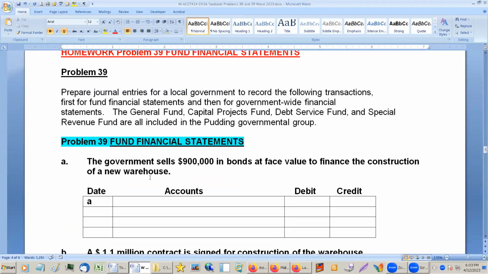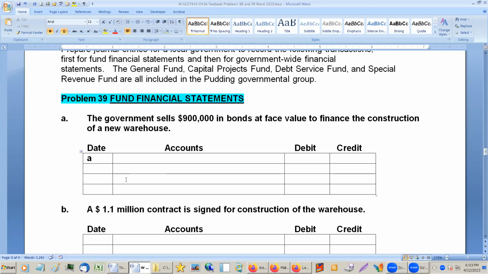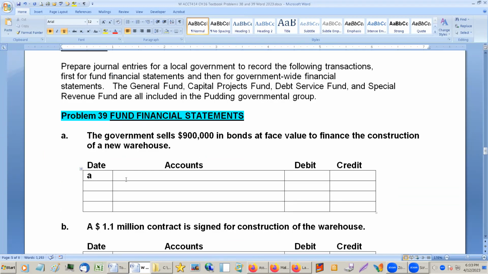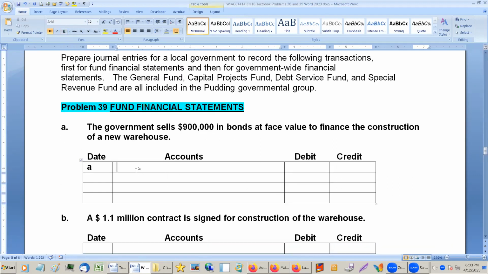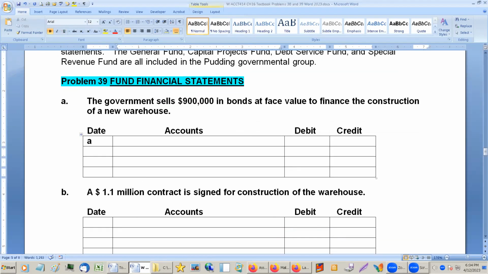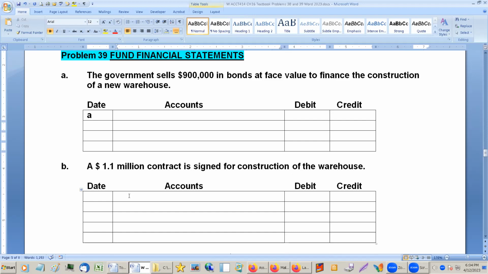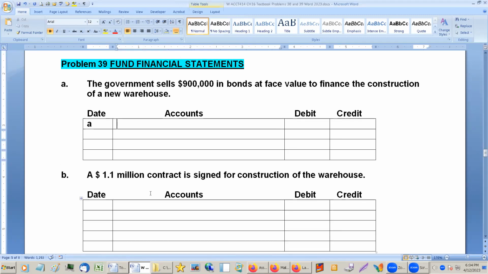All right, so problem 39. I gave you guys that to do as homework, and I think we'll just go through and put them in. If you already have them, say them out loud or put them in the chat. Feel free. Okay, the government sells bonds at face value to finance construction of a warehouse.